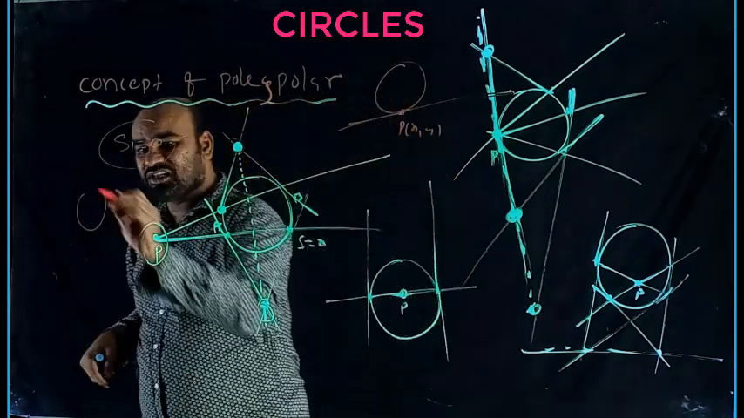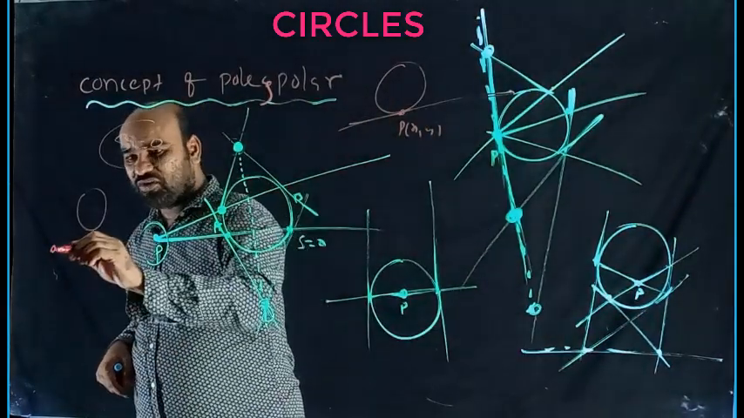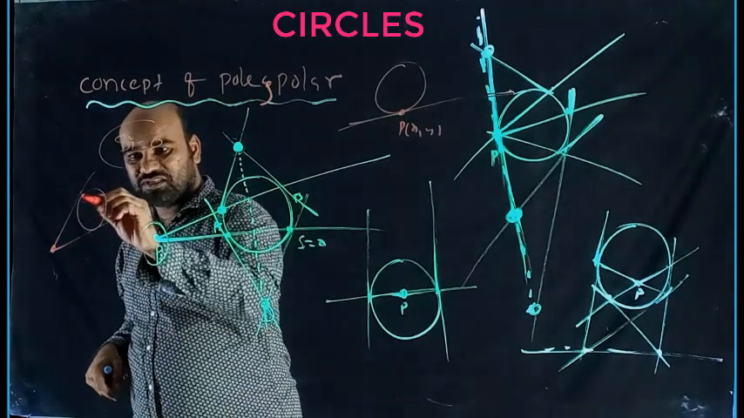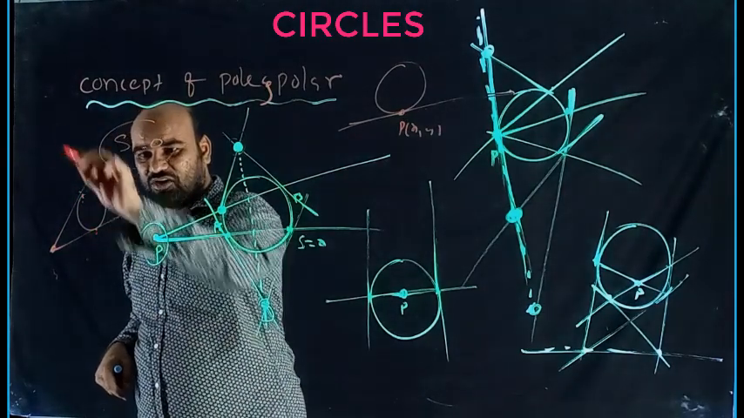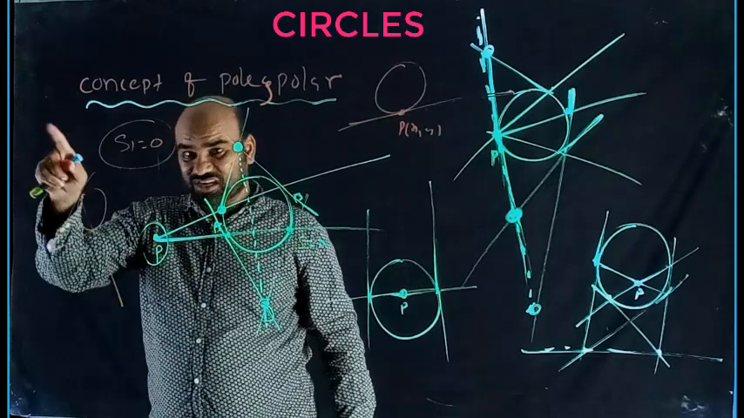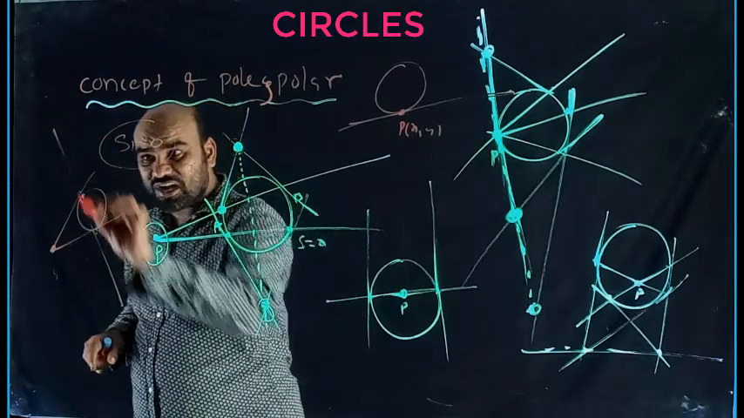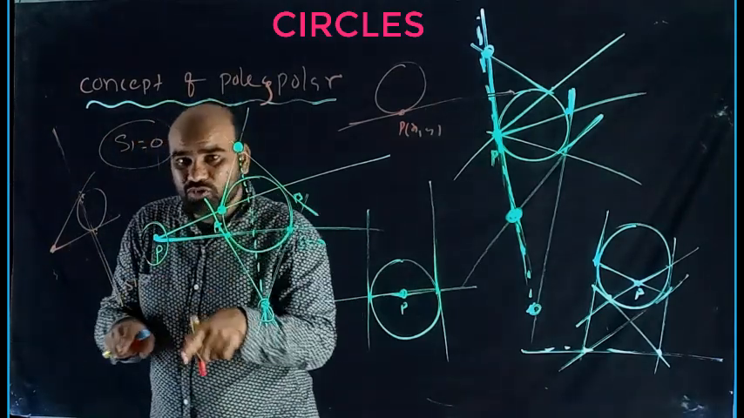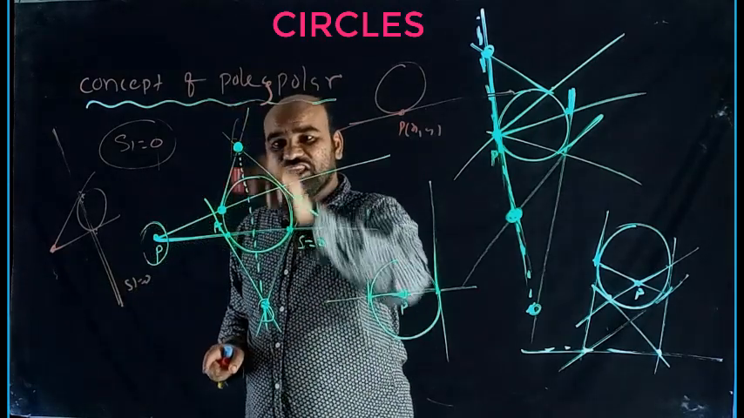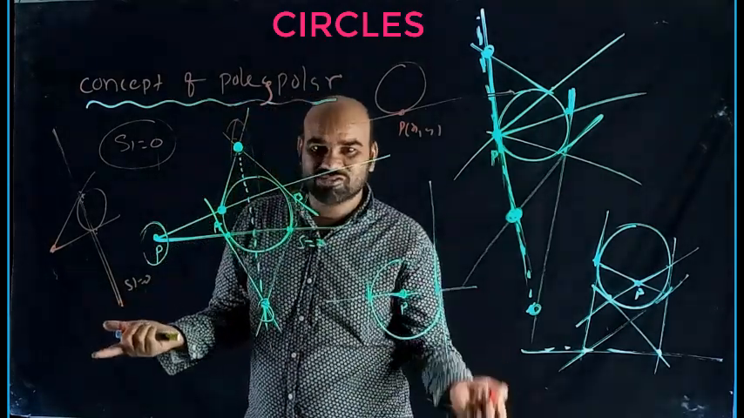Now P is outside the circle. Through P you can draw two tangents. These two points are the points of contact. Through the points of contact we can draw a line. This is called the chord of contact. The equation of this chord of contact is S1 equal to 0. Already proved. Don't confuse. Here also the equation of the polar we get is S1 equal to 0 only.